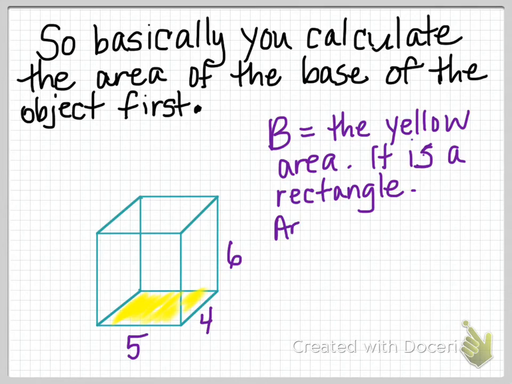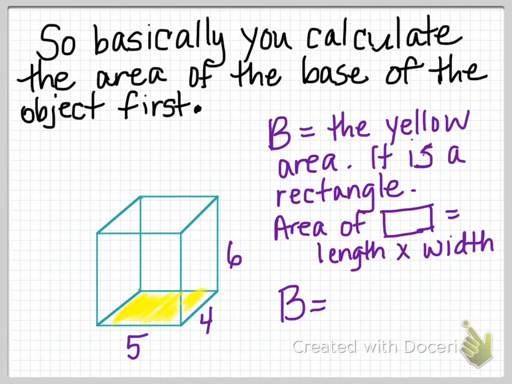It is a rectangle in this case, and we know that the area of a rectangle equals length times width. So here we have 5 times 4, which would be 20. So Big B would equal 20.